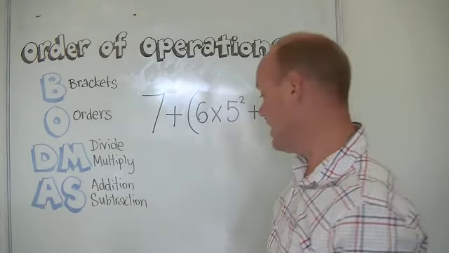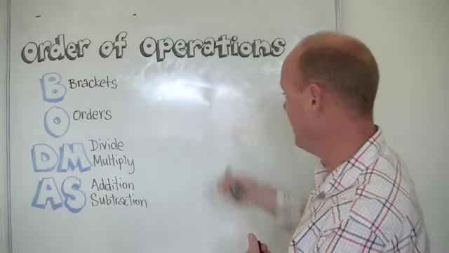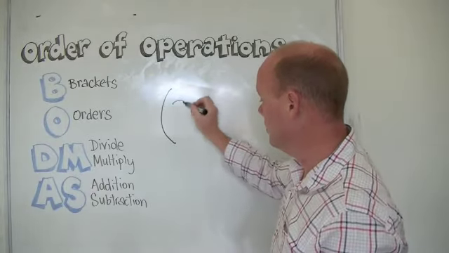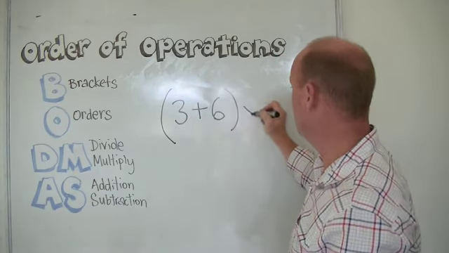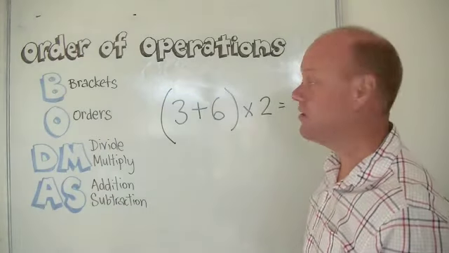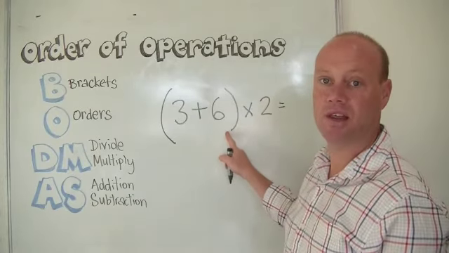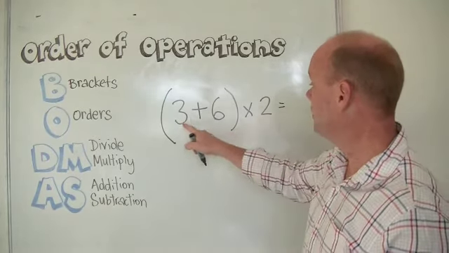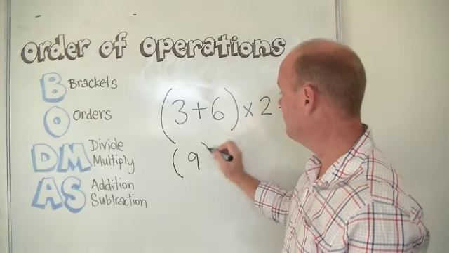So, let's do an example. Say we have a question like 3 plus 6 in brackets multiplied by 2. Okay, let's go through this process. Brackets. We have brackets in this problem, so they must be solved first. So 3 plus 6 is 9.